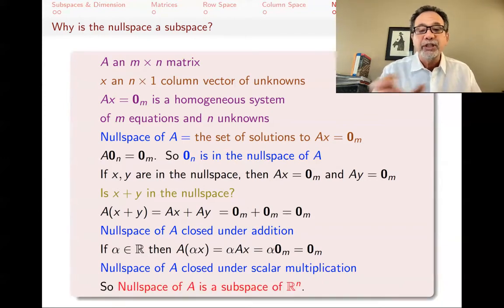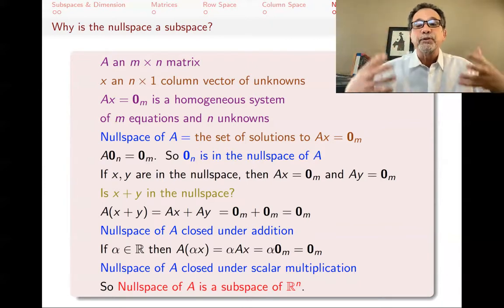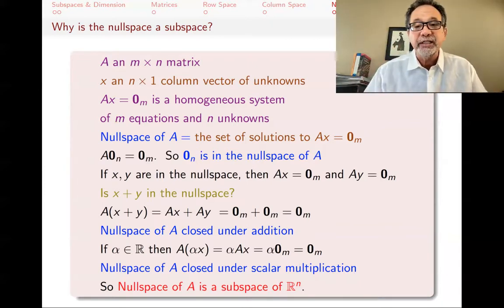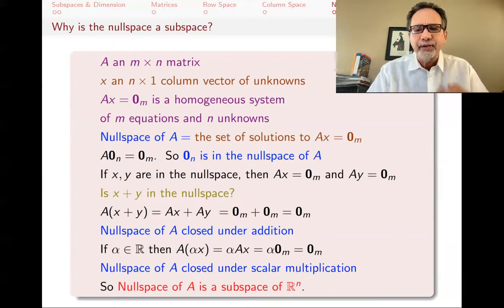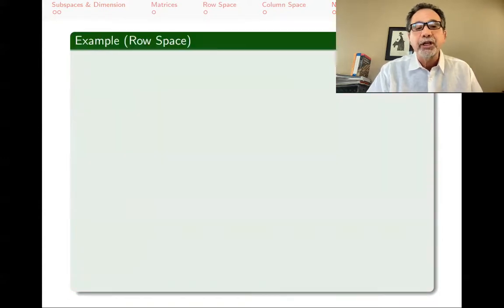So using the matrix notation, proving that the null space is a subspace is pretty straightforward. Again, there was a previous video. We did that in terms of systems of equations, not thinking of matrices. And this is a much more streamlined version of doing that. Again, showing the efficacy of using matrix notation and matrix equations. Now let's look at an example.